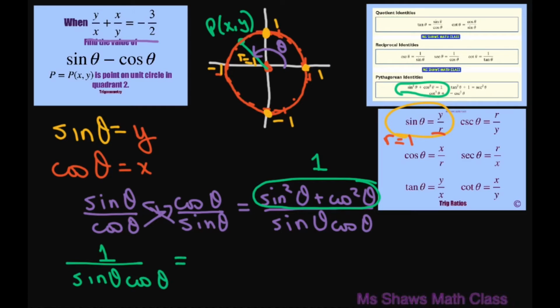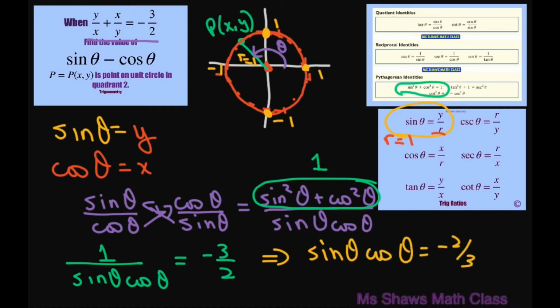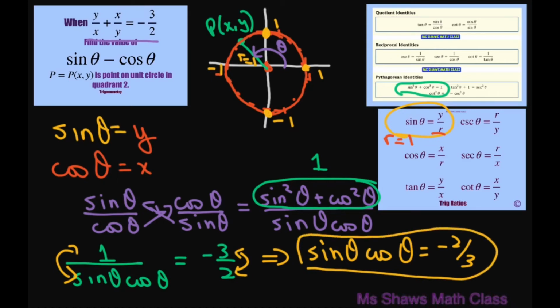So you have 1 divided by sine of theta times cosine of theta, and that's going to equal negative 3/2. Another way to say this is we can write this as sine of theta times cosine of theta equals negative 2/3. And I just flipped both of these around. All right, so we're going to be using that in a few minutes. All right, now let's continue on.